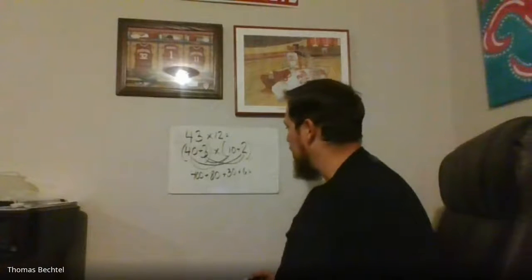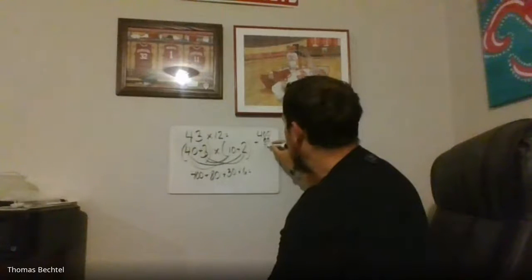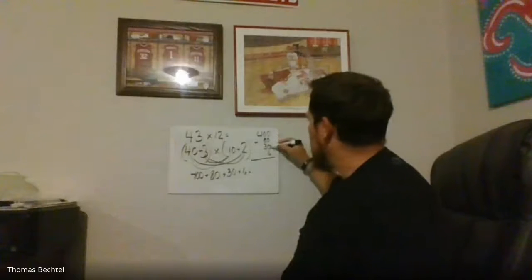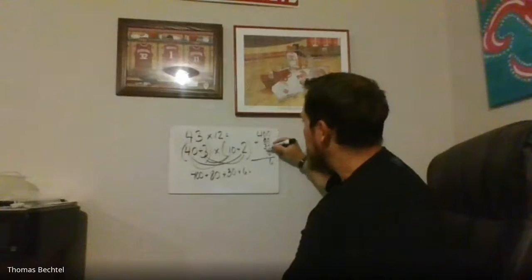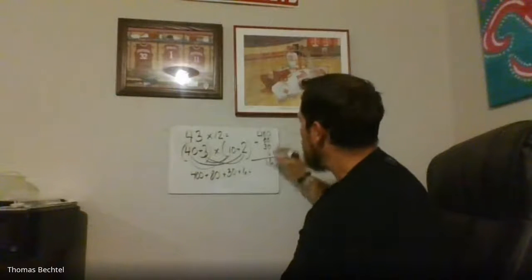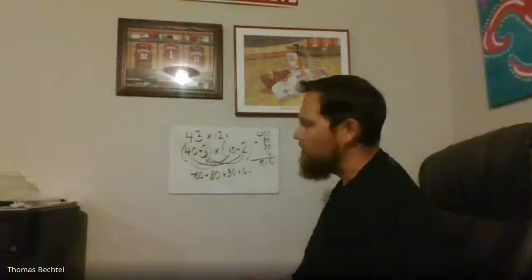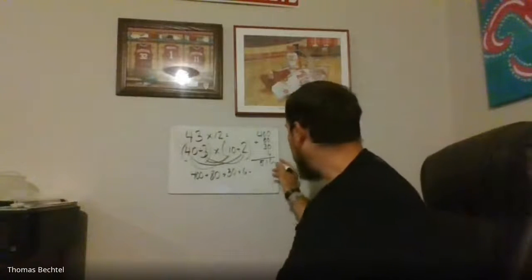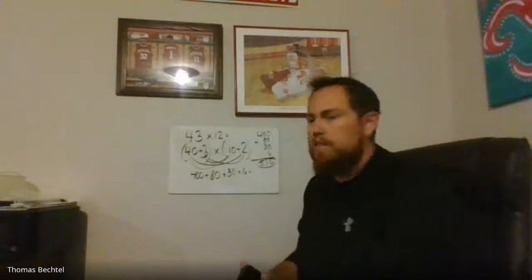Now I simply add these four numbers together. So let's do 400 plus 80 plus 30 plus 6. 0 plus 0 plus 0 plus 6 is 6. 0 plus 8, 8 plus 3 is 11. 1 plus 4 is 5. So for our first answer, we got 516.